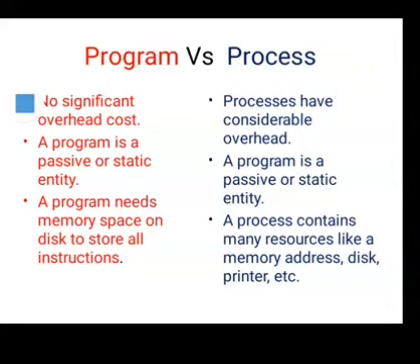A program is a passive or static entity, and a process is an active and dynamic entity. A program needs memory space on disk to store the instructions. A process needs many resources. A program requires only disk space, whereas a process requires many things like address space, disk, printer, etc.